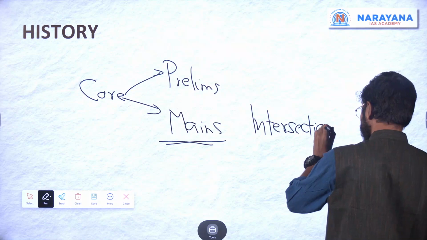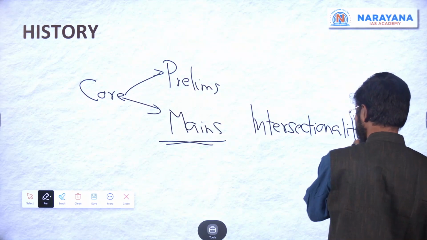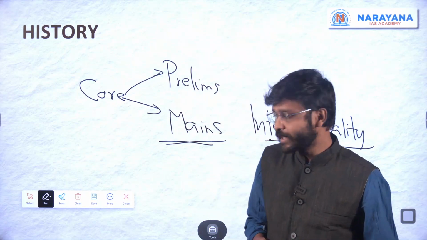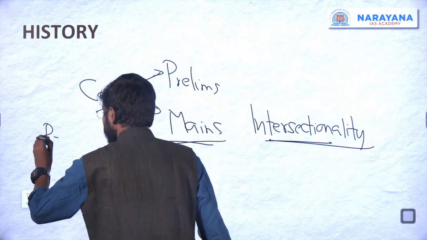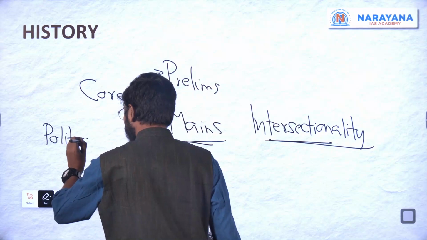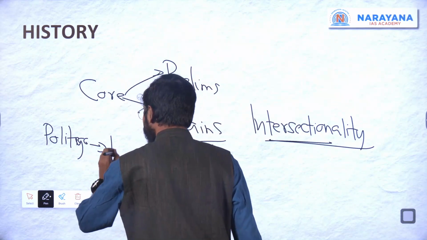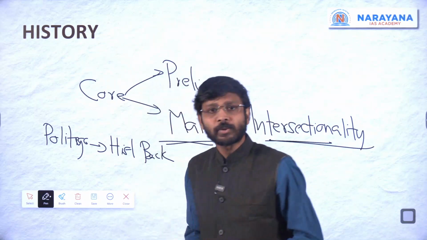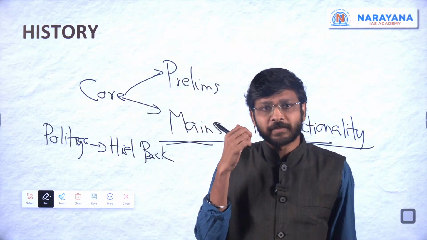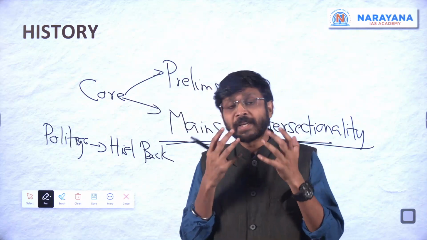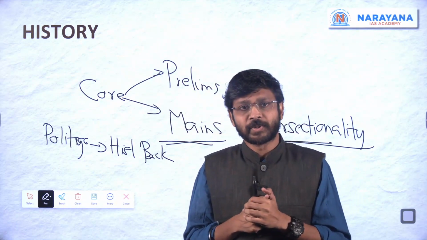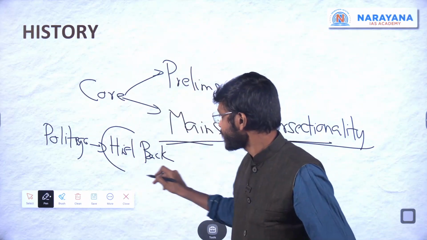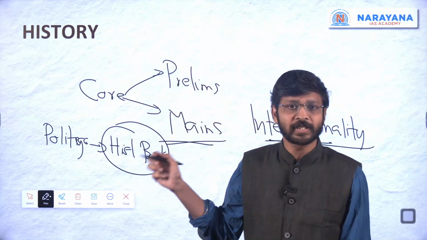Intersectionality means it is actually connected with other subjects in our syllabus. For example, take the case of polity. In polity we have a topic like historical background. Historical background means the Indian Constitution was influenced by many past events and even the constitutional reforms during the British era. So that we call historical background, and this is something we will be studying in the modern Indian part of the Indian Constitution.